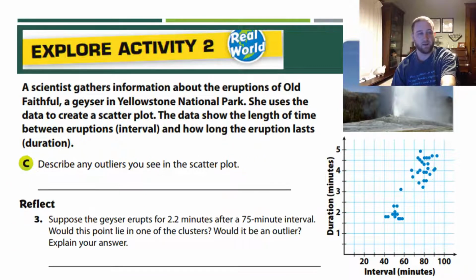And then C says, describe any outliers you see in the scatter plot. So here are our clusters right here again.